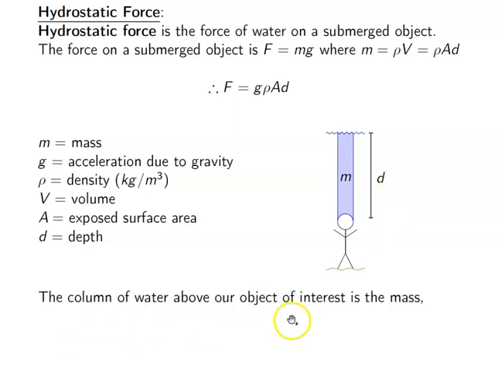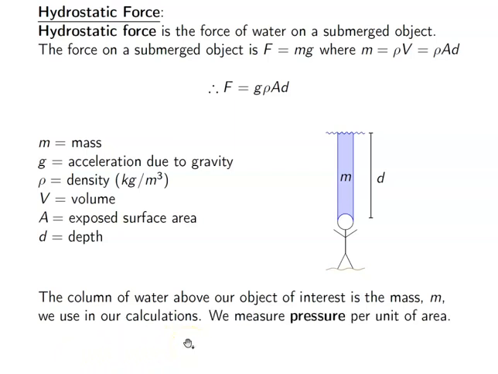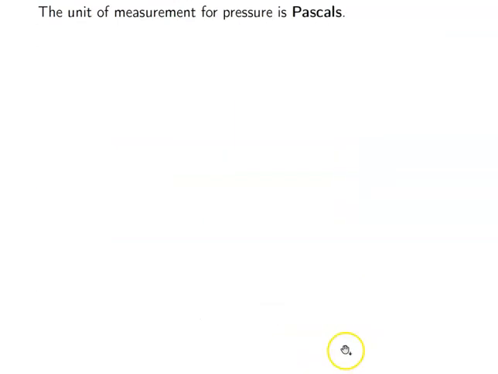Okay. So the column of water above our object of interest is the mass, m, that we use in our calculations. The pressure is per unit of area, right? So our pressure is the force divided by the area. That way we're looking at pounds per inches squared or meters squared, or whatever the area is. So if we were to take this force and divide out the area, we would just get the gravitational constant, the density, and the depth.